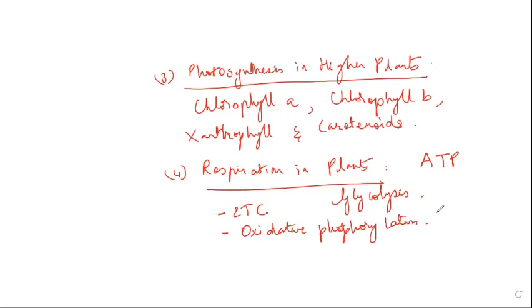Another important aspect of respiration is the respiratory quotient. The ratio of the volume of carbon dioxide released to the volume of oxygen consumed gives the respiratory quotient. What is that? I repeat, students. The ratio of the volume of carbon dioxide released to the volume of oxygen consumed gives the respiratory quotient.